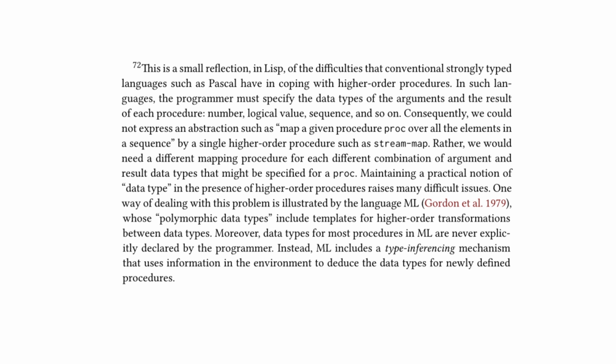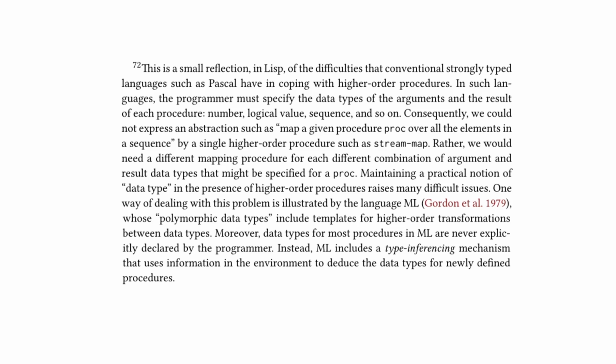In such languages, the programmer must specify the data types of the arguments and the result of each procedure, number, logical value, sequence, and so on. Consequently, we could not express an abstraction such as map a given procedure proc over all the elements in a sequence by a single higher order procedure such as stream map. Rather, we would need a different mapping procedure for each different combination of argument and result data types that might be specified for a proc.